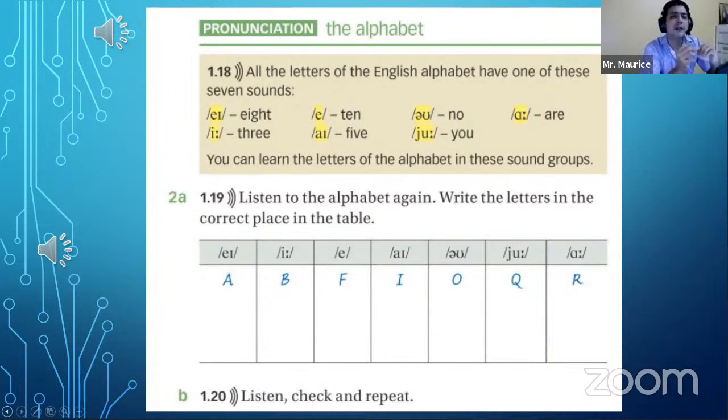Sabemos que la pregunta es, how do you spell that? Correct. How do you spell that? ¿Cómo deletreas eso? ¿Cómo deletreas su nombre? How do you spell your name? Al momento que utilizamos la palabra that, es referirnos a eso. How do you spell that? Okay, so let's continue.